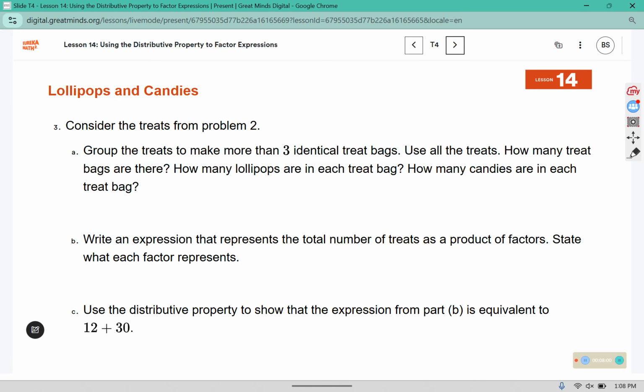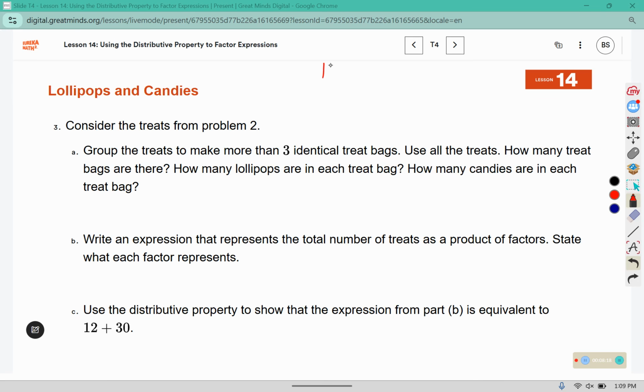Consider the treats from problem 2. Group the treats to make more than 3 identical treat bags. Use all the treats. How many bags are there? How many lollipops are in each treat bag? How many candies are in each treat bag?